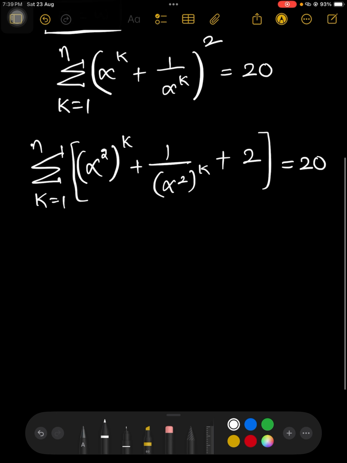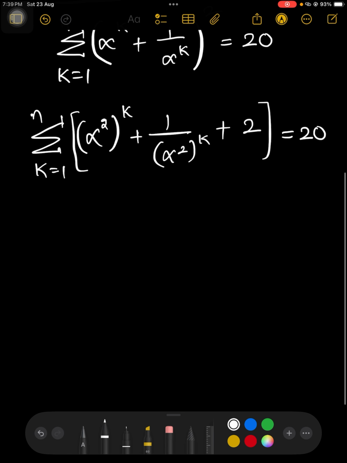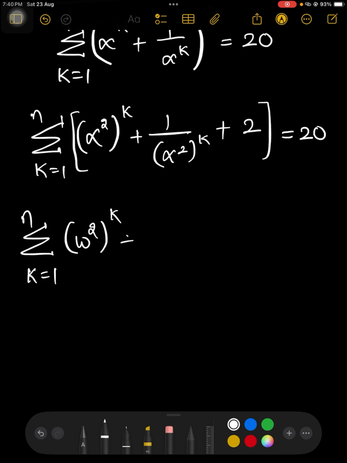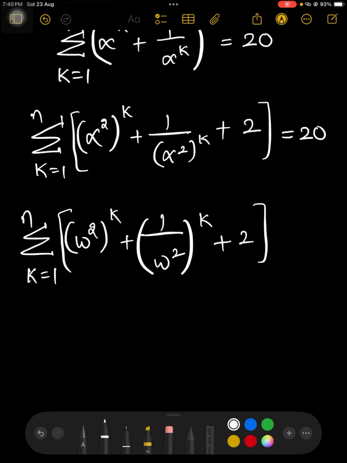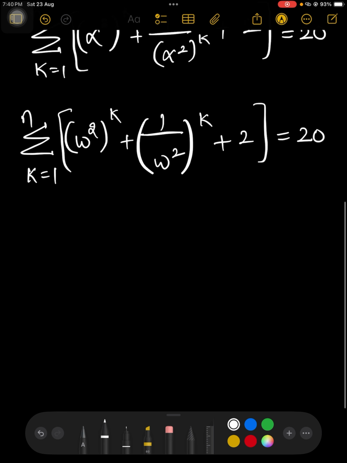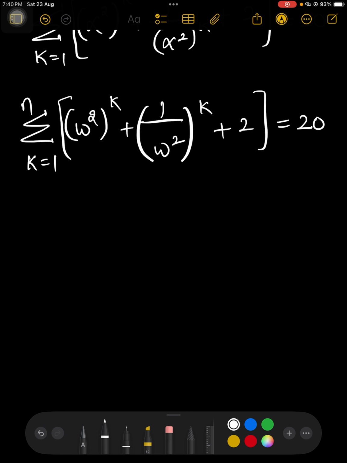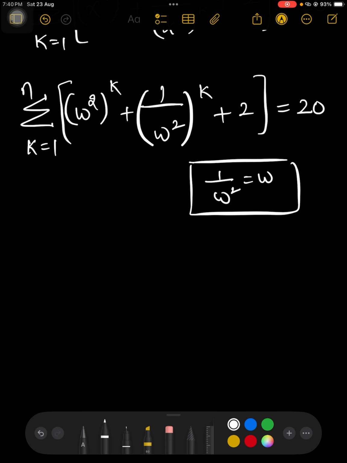Then when alpha is omega, alpha square is nothing but omega square, so sigma k equal to 1 to n of omega square whole power k plus 1 by omega square whole power k plus 2, which is equal to 20. And we know that 1 by omega square is nothing but omega, because omega cube equals 1. It's like cube roots of unity.